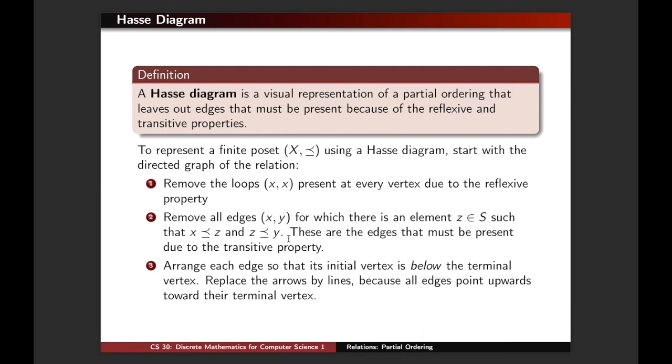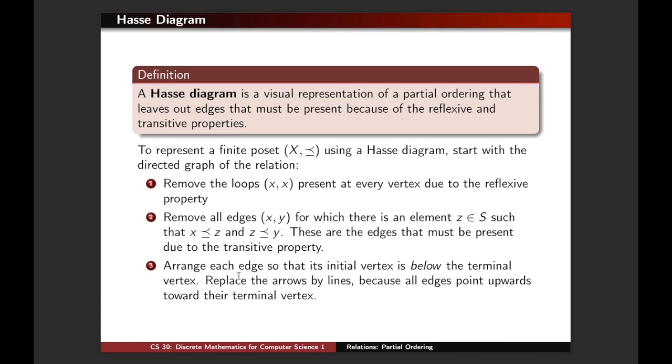Next, remove all edges that are present due to the transitive property. So remove all edges xy for which there is an element z such that x relates to z and z relates to y. So why can we remove this if we already know that this and this are in the visualization? Because with transitivity, we know that this can be inferred from this too.